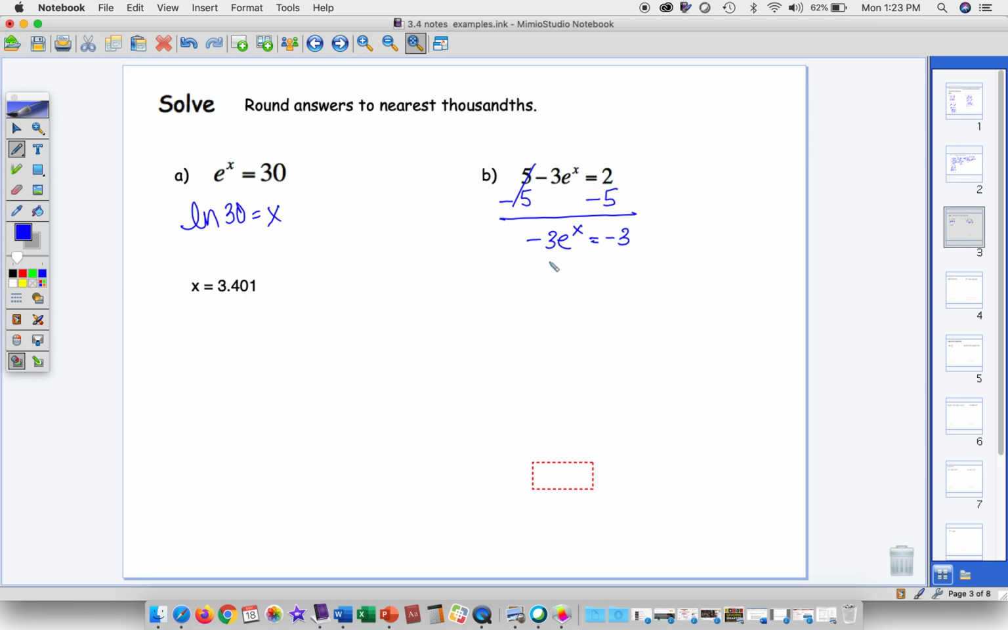Then my next step is when I divide. So -3 over -3 is 1. So I get e to the x equal to 1, and actually for this one we don't need a calculator, right? So to get that 1, what does my power need to be? Hopefully you said 0, right? Anything to the 0 power is 1.